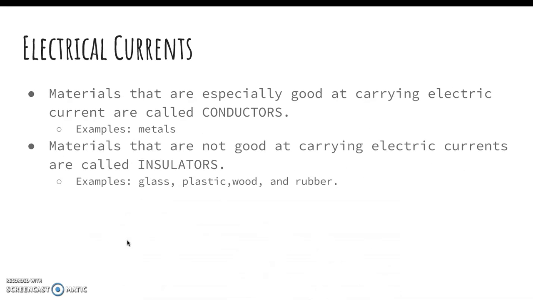Static electricity relates to our next topic, electric currents. Certain materials transfer energy better than others. Materials that are especially good at carrying electric currents are called conductors. Metals such as copper and aluminum are good conductors. Other materials such as wood, glass, and rubber are not good at carrying currents. These materials are called insulators.